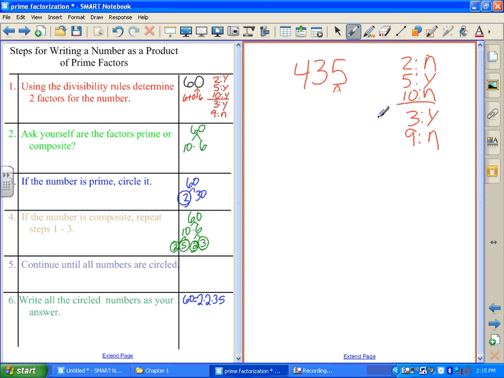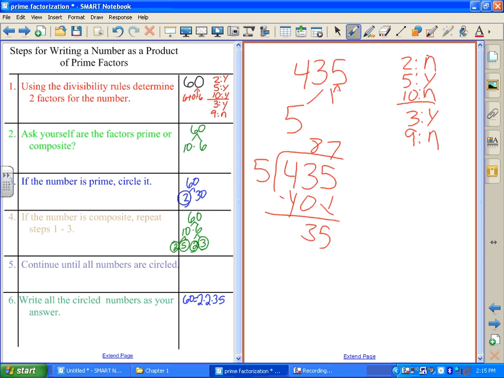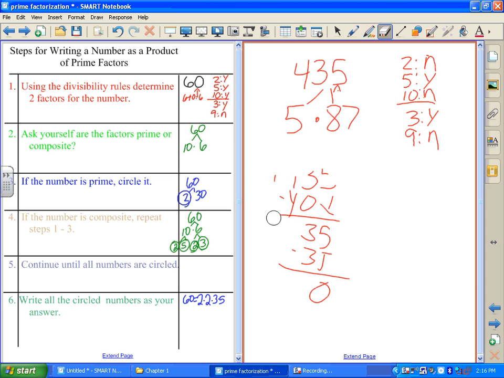Now, here, because it's a yes on 5, I'm going to use 5 as my first factor. To figure out my second factor, I'm going to actually have to do the division. So 5 will go into 43 8 times. That's 40. 3 left over. Bring down my 5. That's going to be 7, which is 35. 0 left over. So it's 5 times 87 are my two factors. Now, I see that 5 is a prime number, so I'm going to circle it.